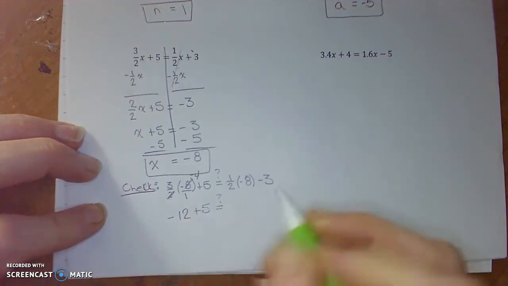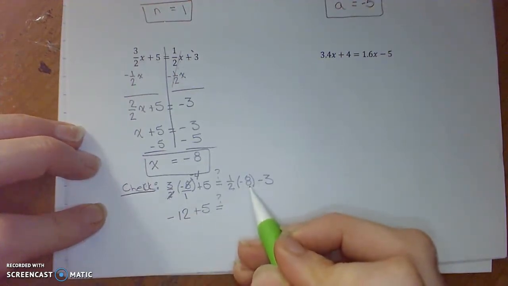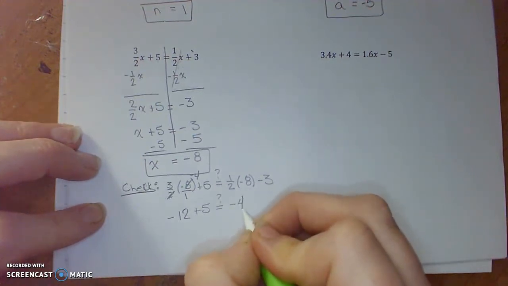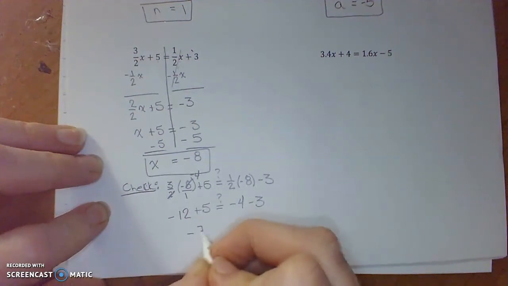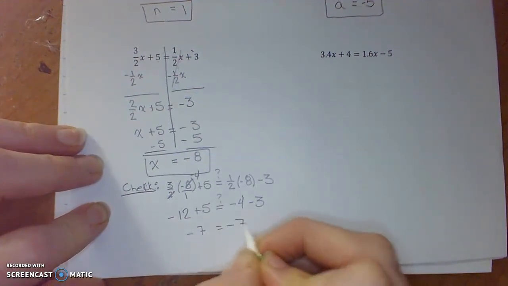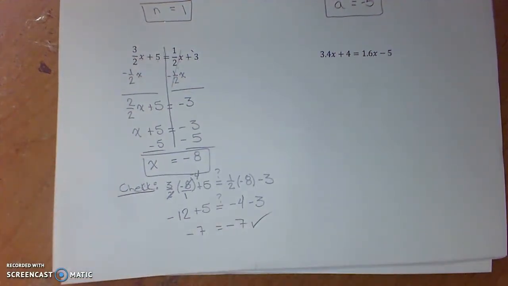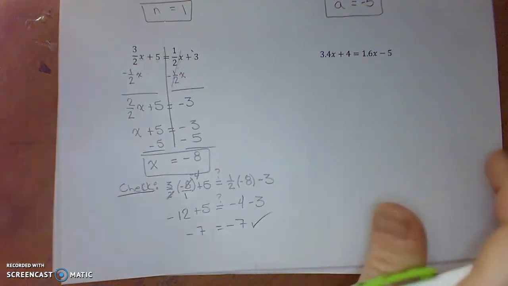Let's see if that's equal to half times negative 8. What's half of negative 8? That's negative 4 minus 3. Okay, negative 12 plus 5 gives me negative 7. Negative 4 minus 3 is also negative 7, so it checks out. So we can always check our answers.